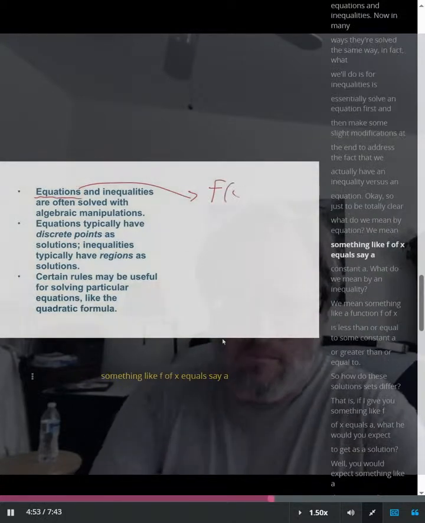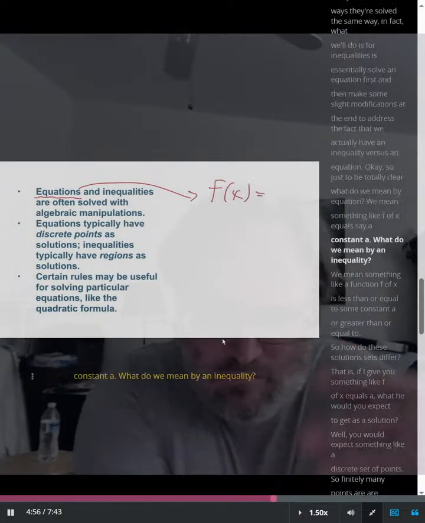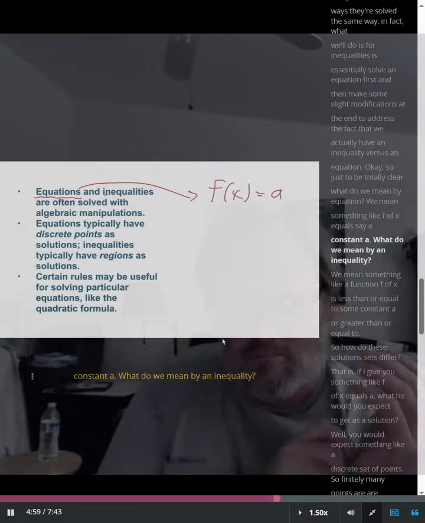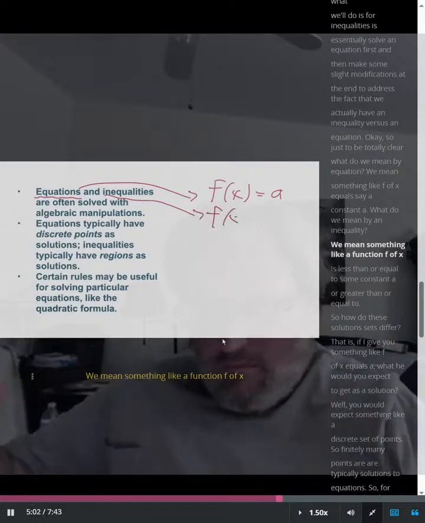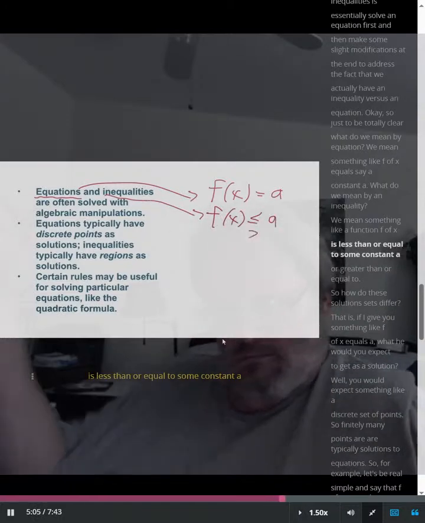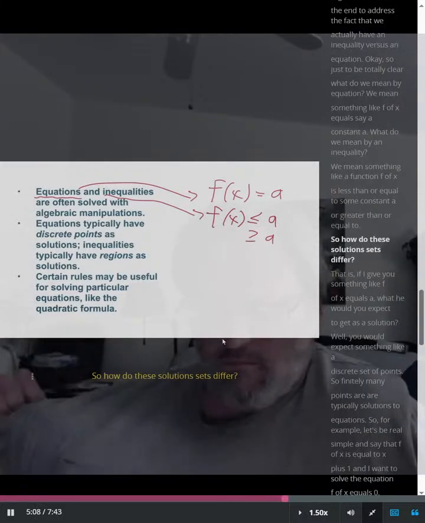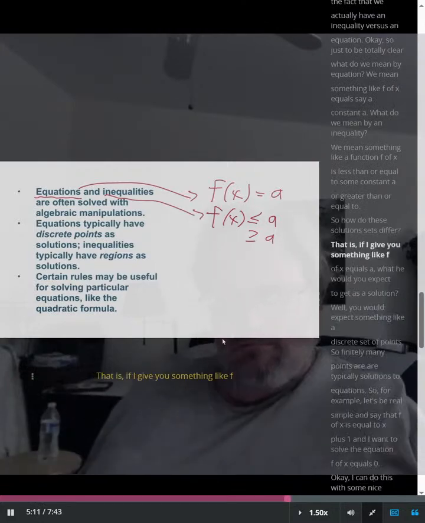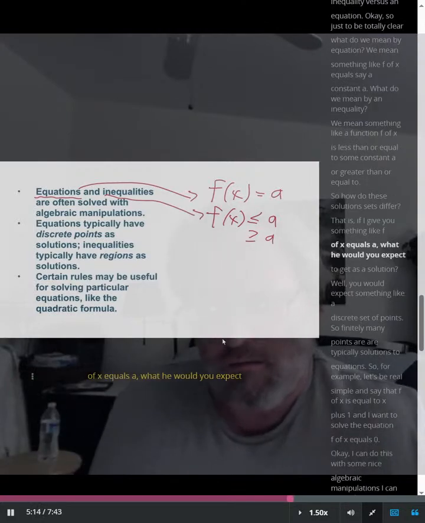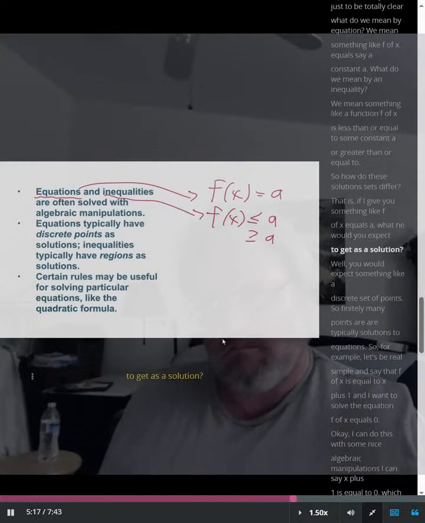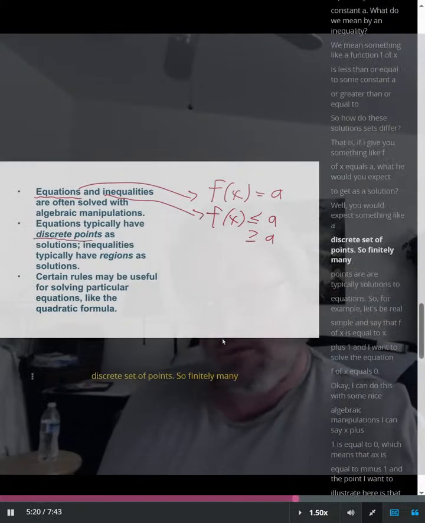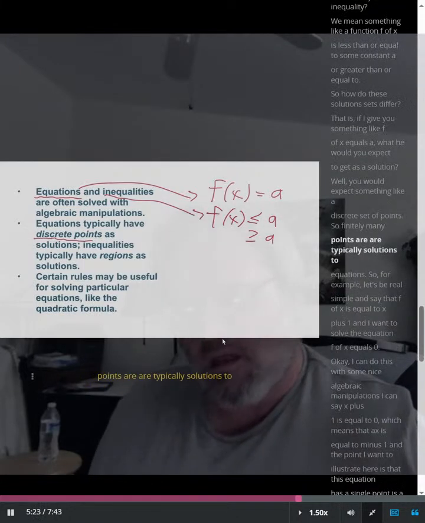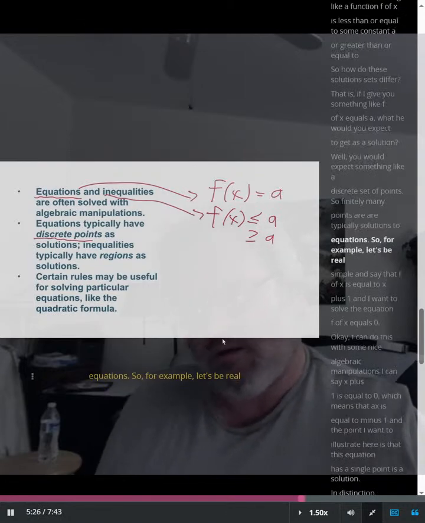We mean something like f of x equals, say, a constant a. What do we mean by an inequality? We mean something like a function f of x is less than or equal to some constant a, or greater than or equal to. So how do these solution sets differ? That is, if I give you something like f of x equals a, what would you expect to get as a solution? Well, you would expect something like a discrete set of points. So finitely many points are typically solutions to equations.